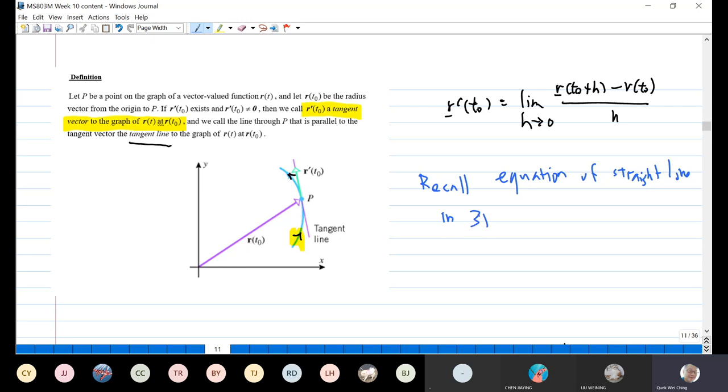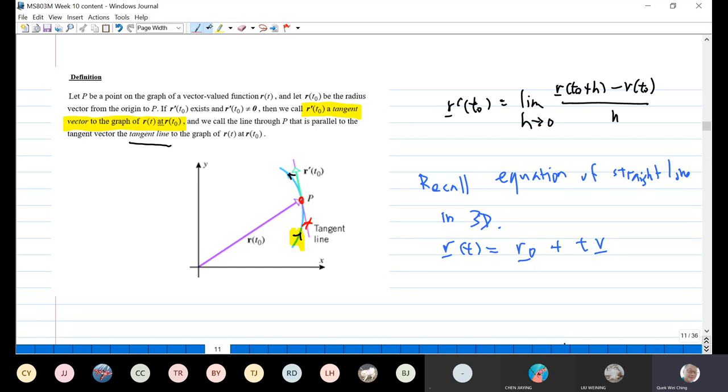This is usually a 3D vector with i, j, k components, so it is the equation of a straight line in 3D. You have an equation like this: r(t) equals r0 plus t v. What does that mean? r0 is a fixed point on the straight line. Based on this picture, this is a straight line, and if I pick a point, let's say this point is fixed here.